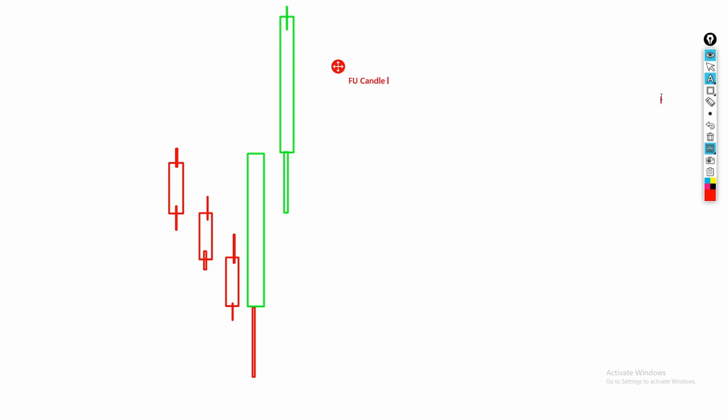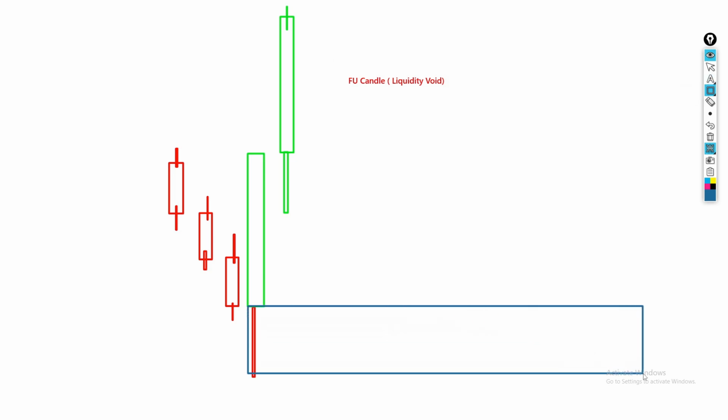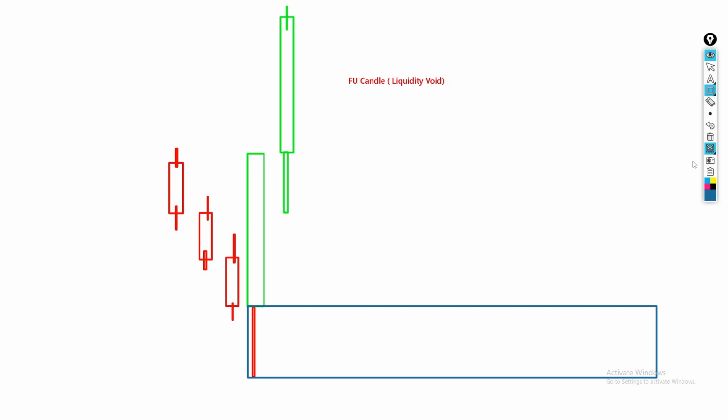FU candle, or liquidity void, is this particular section right here. Let's choose blue. And do not worry, we're going to be jumping back into the charts to show them. This right here is known as your FU candle slash void.